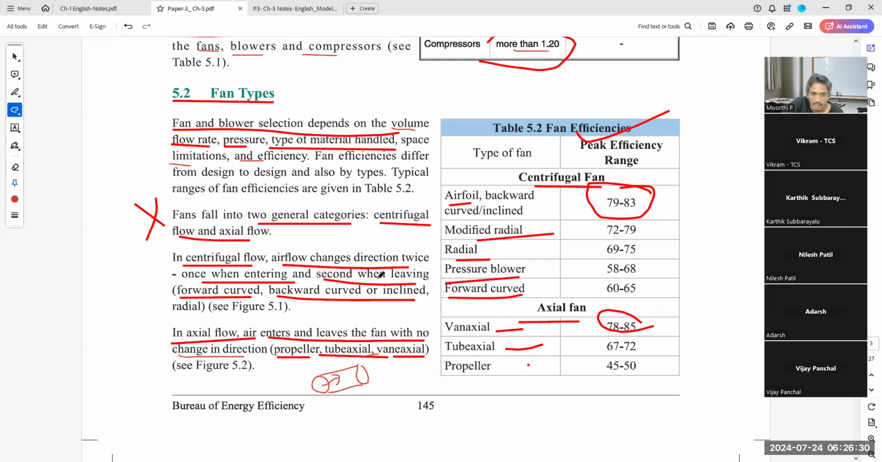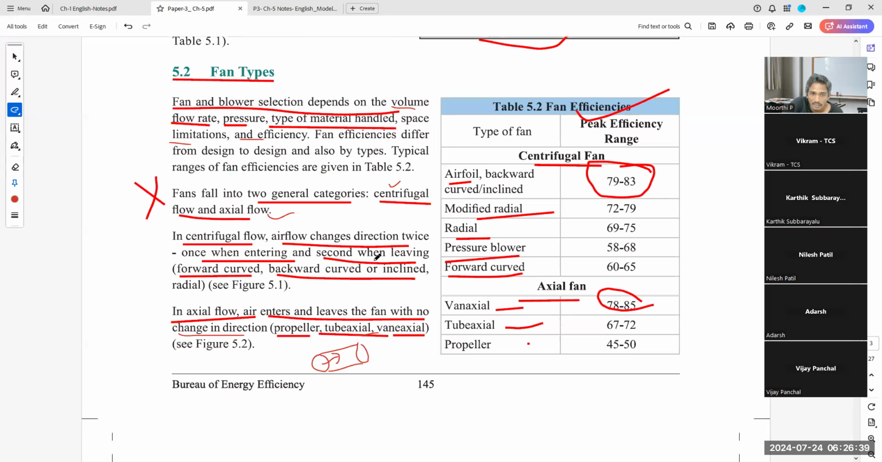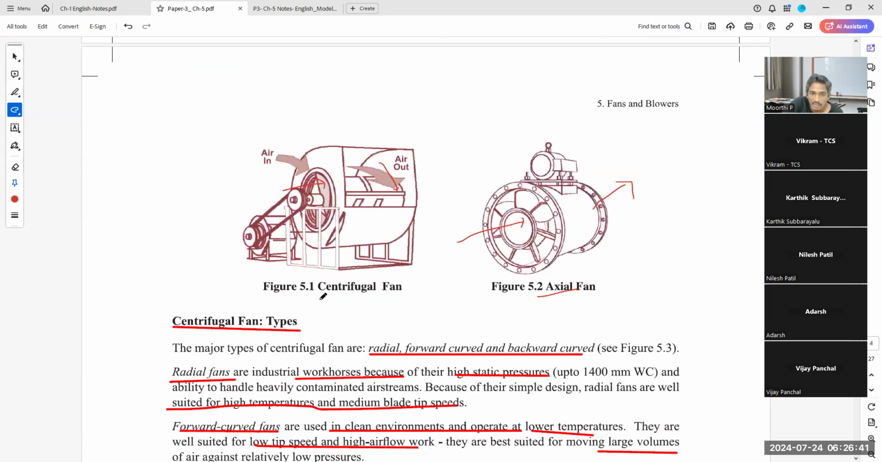Flow rate depends on it. And the type, very important, has two categories: one is centrifugal, another is axial flow. This is a centrifugal fan. Air comes in one direction and goes out in the other direction. Axial flow goes in the same direction. There is no change; air incoming and outgoing go the same way. But the centrifugal fan has two directions.